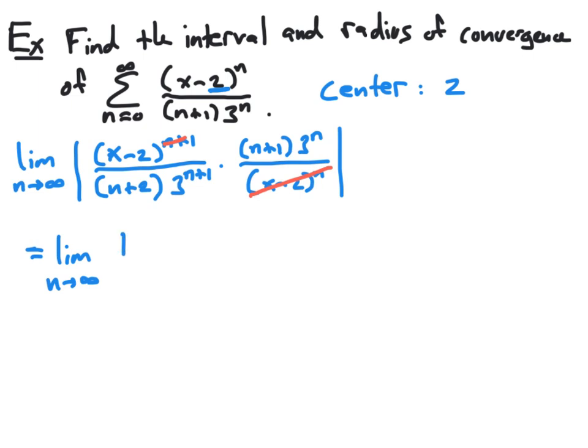And because x could be positive or negative, and that means x minus 2 could be positive or negative, we're going to leave the x minus 2 in the absolute values. We also have 3 to the n. That'll cancel with the 3 to the n in the denominator, and we're going to have one 3 remaining in that denominator. So we'll have the absolute value of x minus 2 over 3.